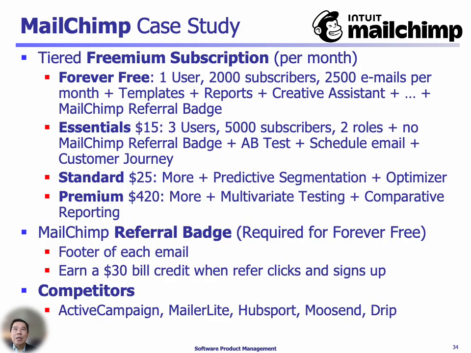And here are the subscriptions. You can be free forever, 2,000 subscribers, and you just pay $15 if you want 3 users using MailChimp. Standard is 25. You go up to a business level, you get 420. You get multivariate testing, which is stuff we cover in IDP, and you can also get a referral badge, and you get credit for that. And there are competitors now, so they are not the only ones.